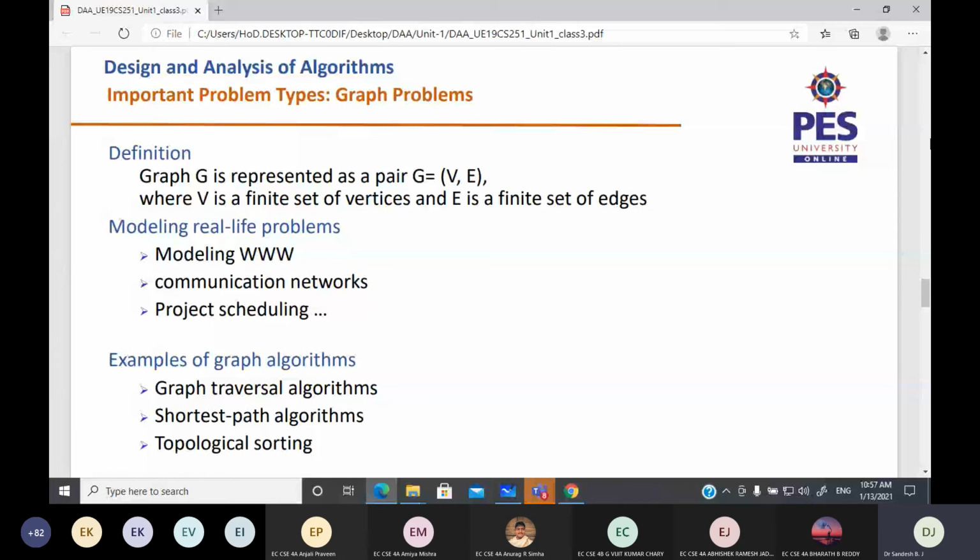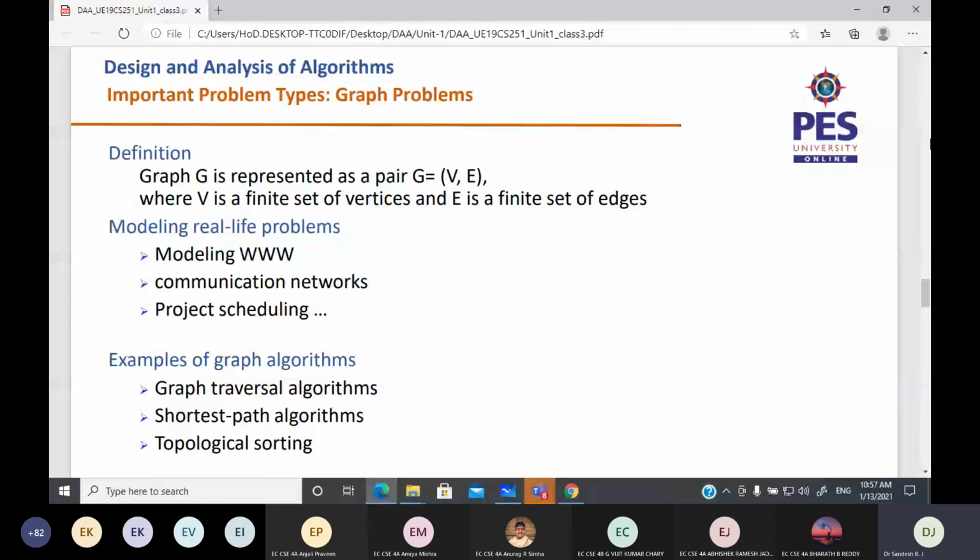Then there are shortest path algorithms to find the shortest path between a given source and destination. It could be in a network to transfer packets from a designated source to the destination, or it could be in a road map wherein you want to find the shortest path to travel from one city to another city. So if you model all this as a graph, you need to come up with an algorithm to find the shortest path and to traverse and visit every node in a graph.